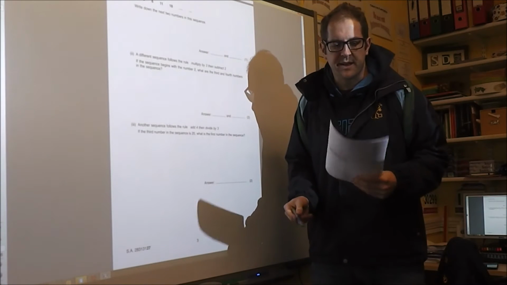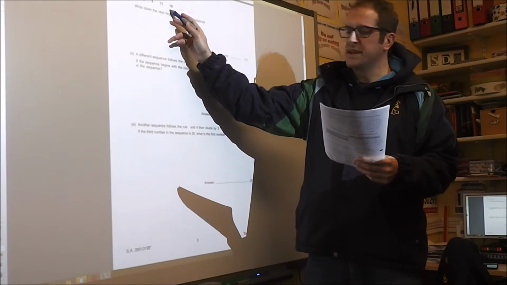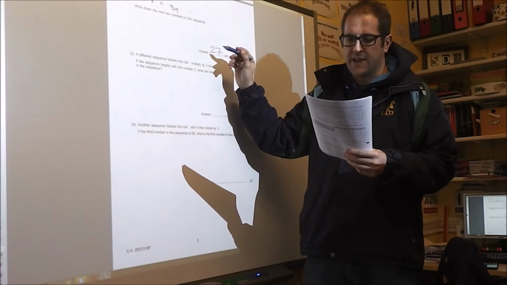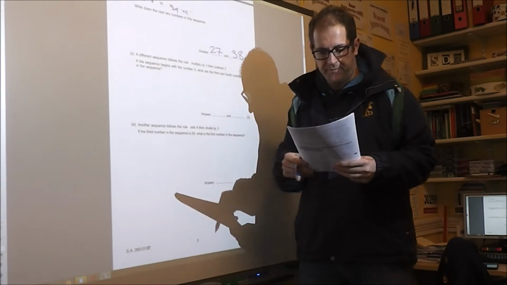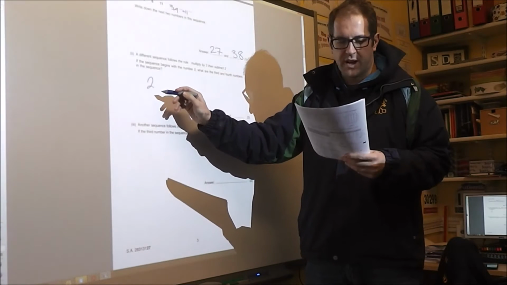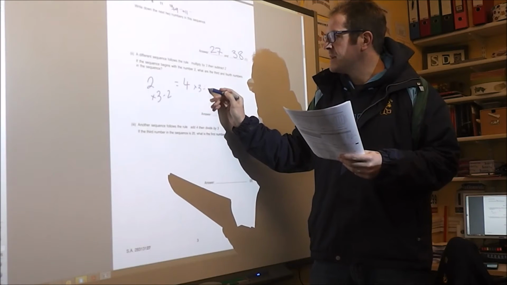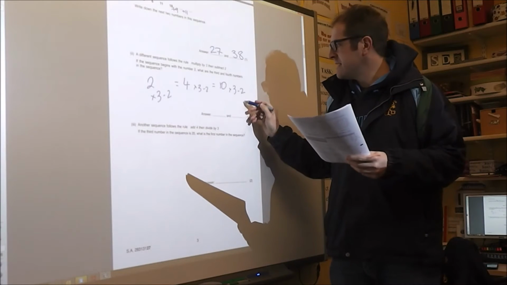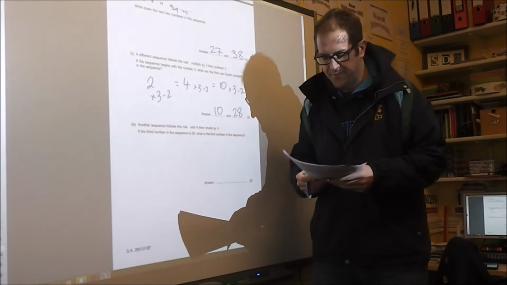Question 2 is about sequences. Looking at the difference, it goes up 1, up 3, up 5, up 7. So we're going to go up 9 next time, 27, and then it's going to go up by 11, so it'll be 38 for that one. Multiply by 3, then subtract 2. So it starts with 2, times by 3, take away 2 is 4, times 3, take away 2 is 10, times 3, take away 2 is 28. So 10 and 28 are the 2 numbers you need.